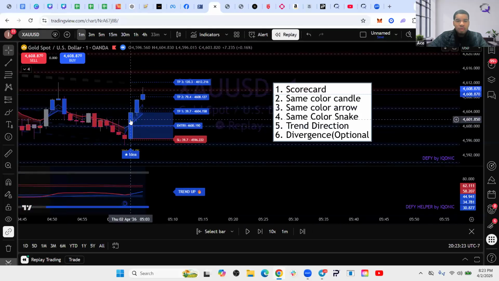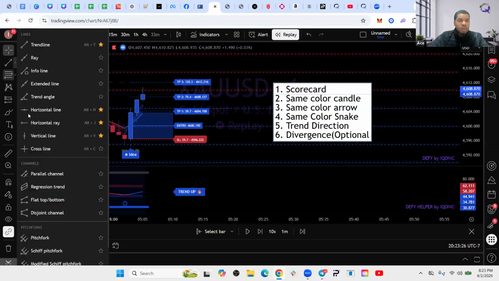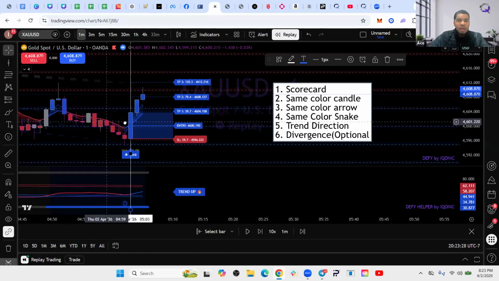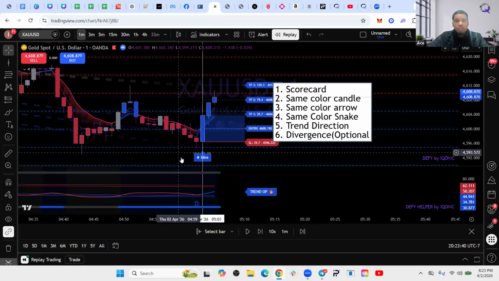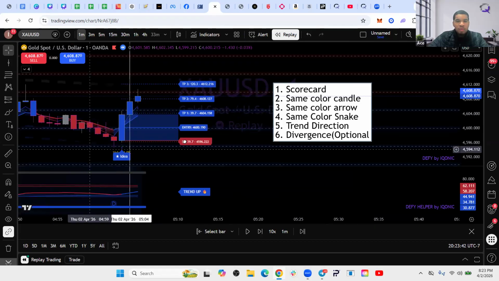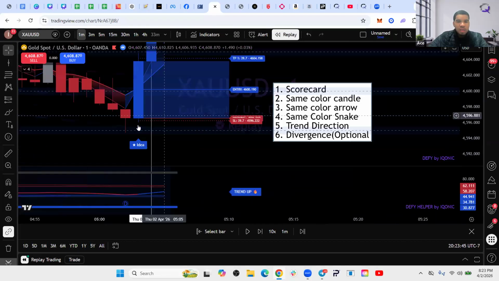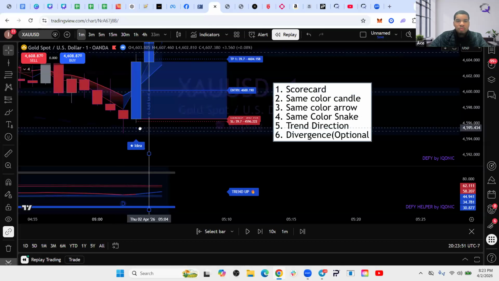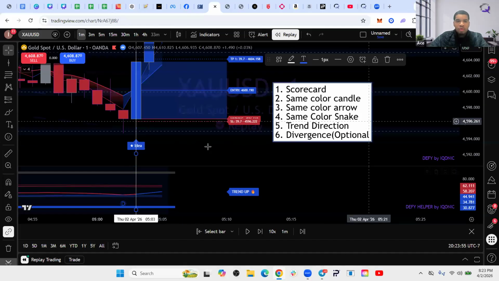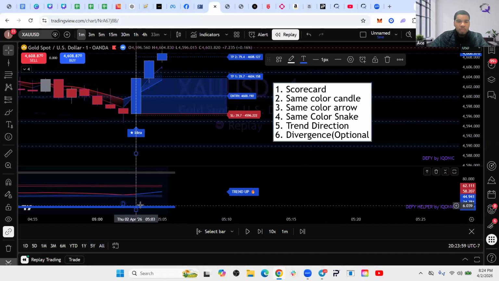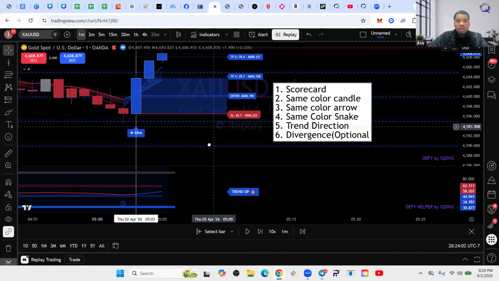So on this trade, I'll show you multiple examples. Let's say here, on this candle, what do we have? We had a scorecard, blue, and it's a star, fire. Second confirmation, we want a same color candle, blue, cool. Third thing we want is an arrow. We can see here, boom, blue arrow. Cool, we have 3 for 3. As we go, we get a snake. The snake just turned blue on that candle. Cool. Trend direction, blue as well, and divergence. We have 6 for 6.